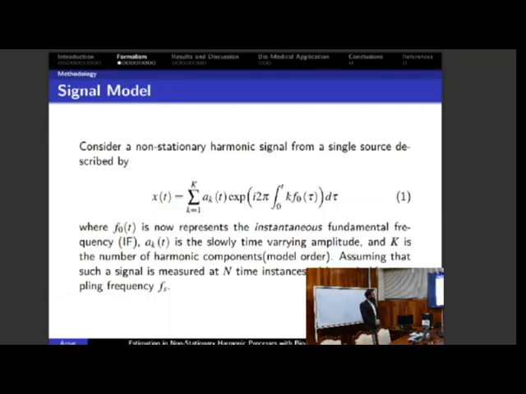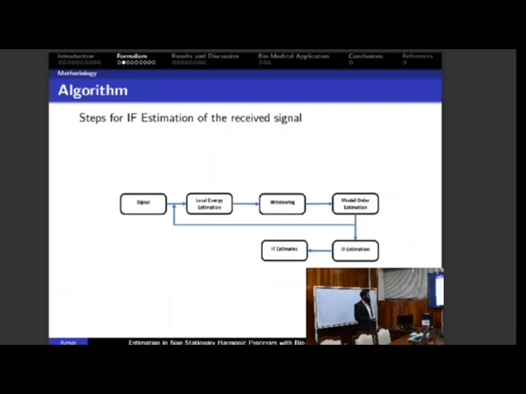Here we have a non-stationary harmonic signal coming from a single source described here in (1), where K represents the total number of harmonics, the total number of frequency components, and A_k(t) here is basically the slowly varying amplitude, and F0(t), which is basically our concern, represents the instantaneous fundamental frequency. Commonly we say it IF. Assume that this signal is sampled at n instants with a suitable sampling frequency Fs.